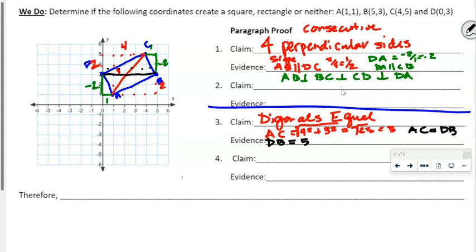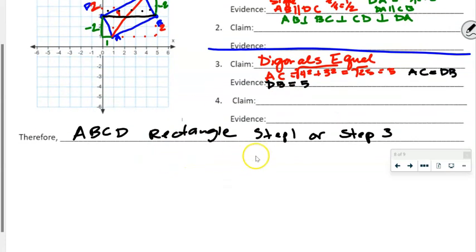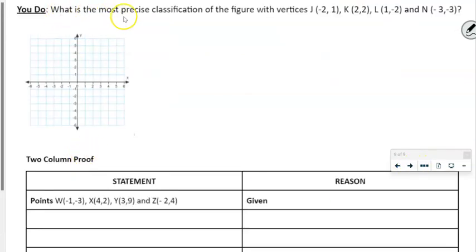So that was enough as well to prove this. So we could say ABCD is a rectangle, right? And we could either state because of step 1 or step, in this case, 3, because we wrote it in a different thing, right? Either one of those would have been enough, okay? That's all you needed. All right, so let's see if you can do this one. What is the most precise classification for this one? Pause the video, come back to me when you're done.